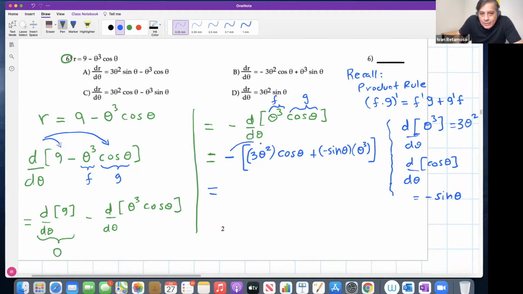Let's distribute the multiplication by -1, right? Remember, there's a -1 there multiplying over. So this will make this first part negative, -3 theta squared cosine of theta, okay? And here, when you multiply by -1, this second term, negative times negative, is positive, right?